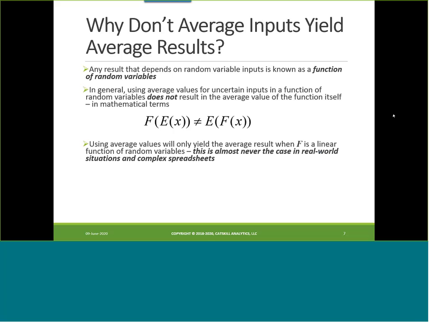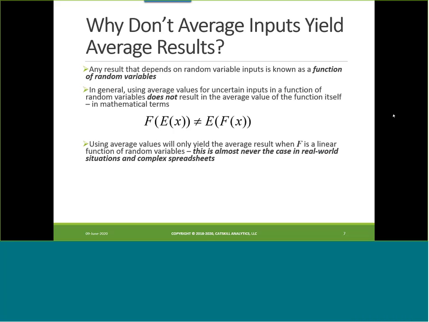All right? So using average values, as it turns out, will only yield the average result when the function is a linear function of random variables, which is almost never the case in real-world situations in complex spreadsheets. If you've got a spreadsheet with any conditional logic, it's not linear. If you've got a real-world situation where any of your inputs are not linear inputs, then the model that you've built is not linear. Really good example I like to use, and I think most of us in the quality field could certainly relate to this.